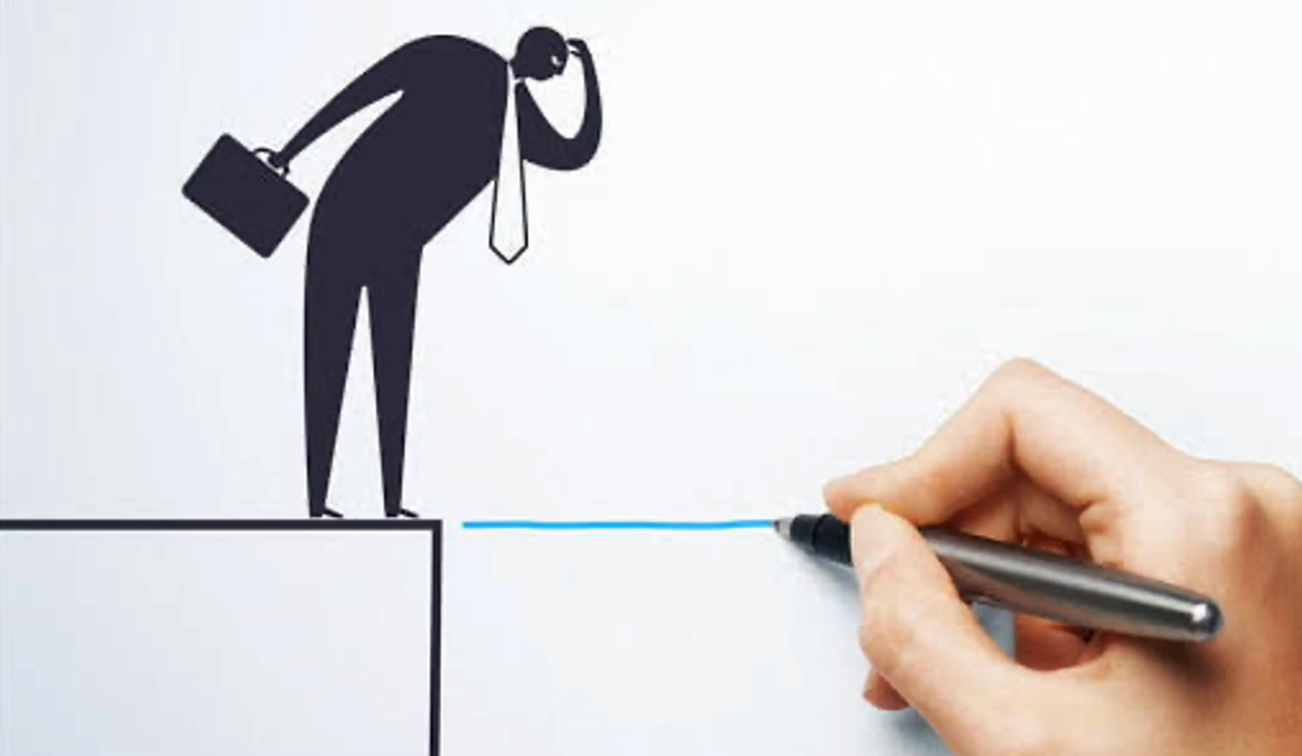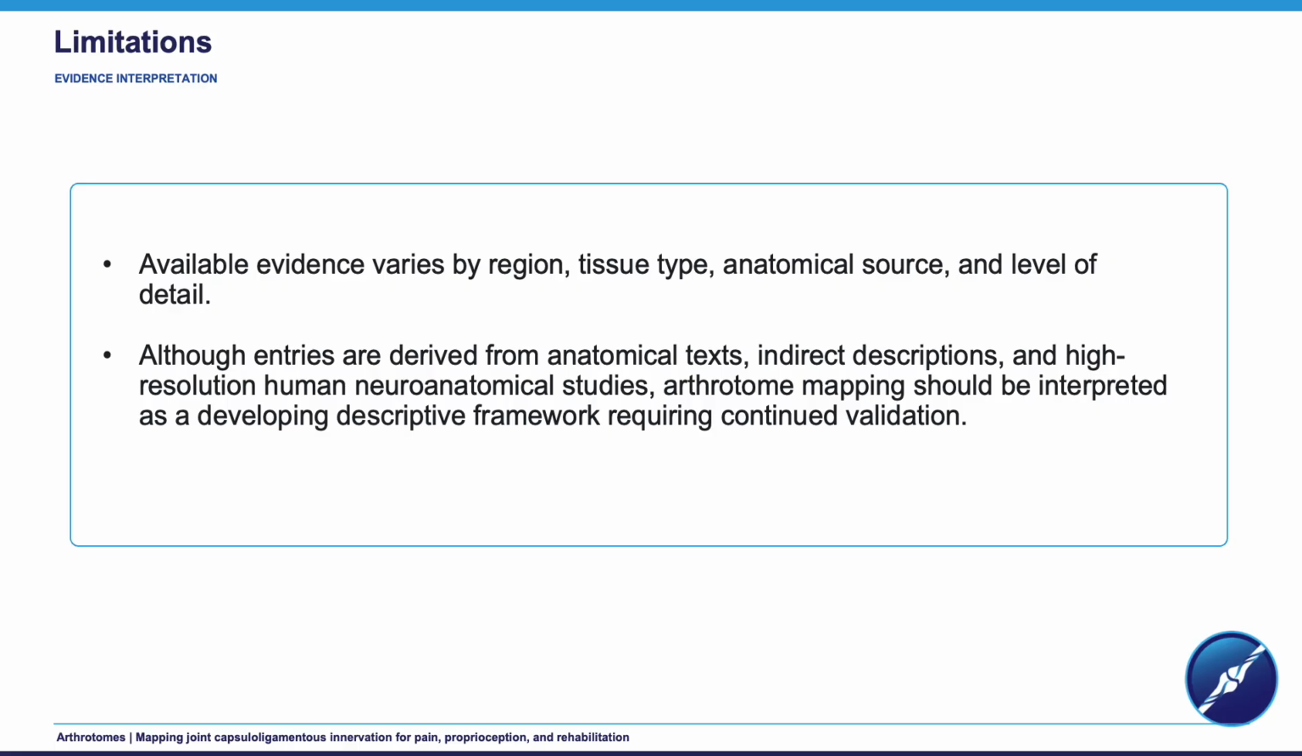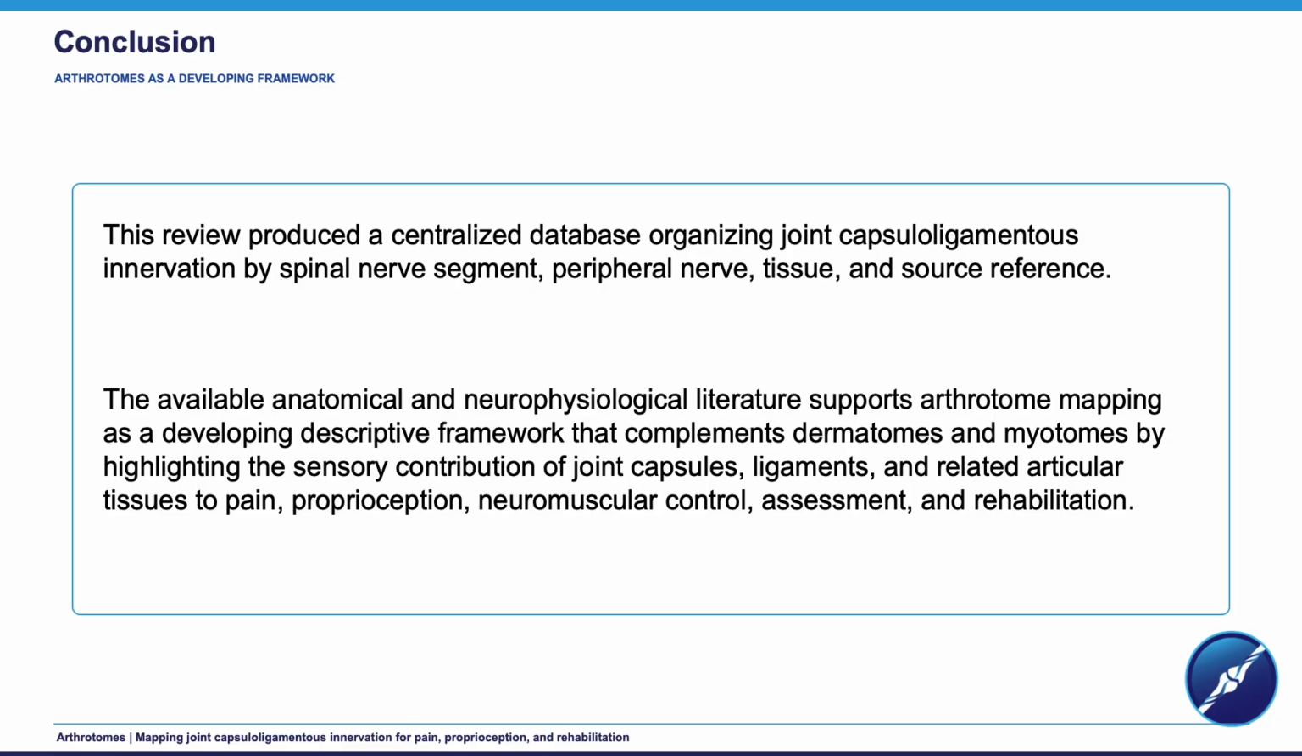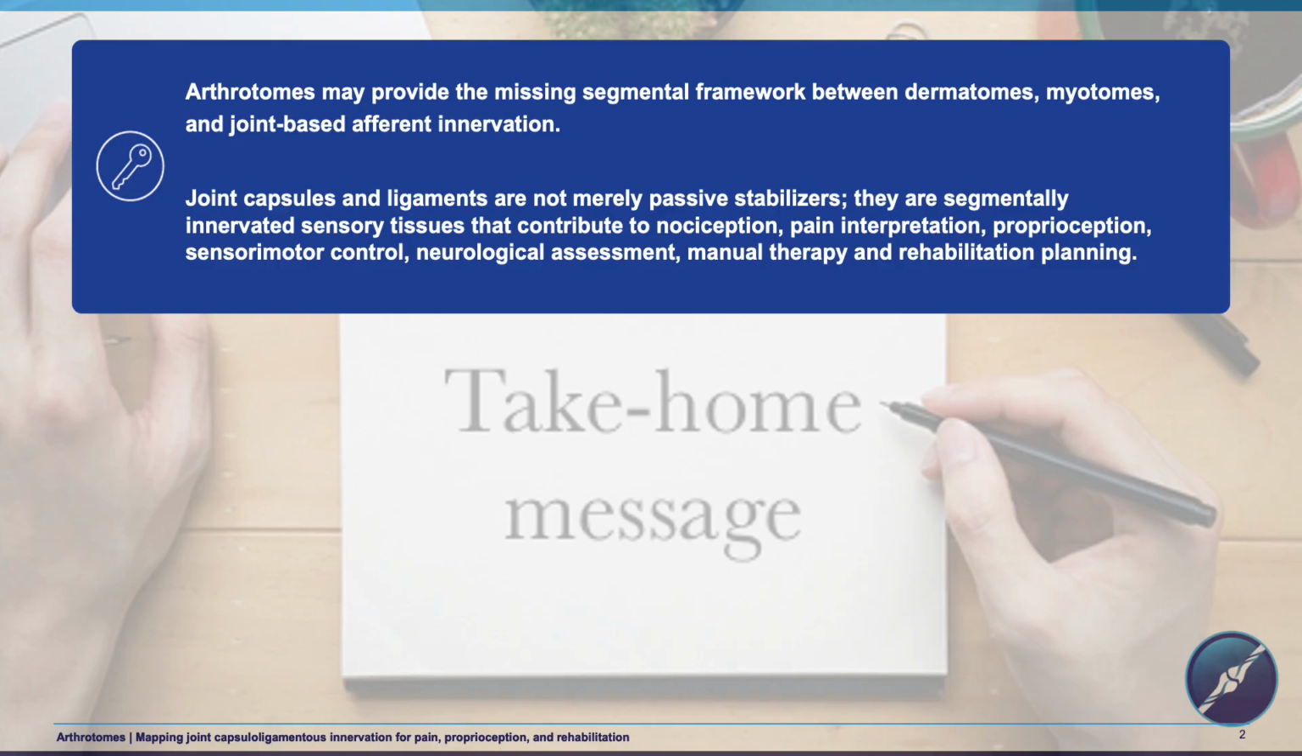There are important limitations. The evidence varies by region and tissue, and some innervation descriptions are much more detailed than others. Arthrotome mapping is a developing descriptive framework, not a universally accepted clinical system, and further validation is required. The main takeaway is simple. Ligaments and joint capsules are not simply collagen structures. They are also sensory tissues. Injury may therefore involve both the tissue and the sensory motor system.